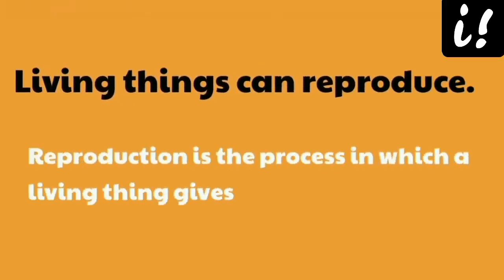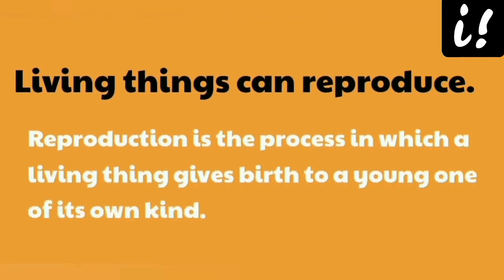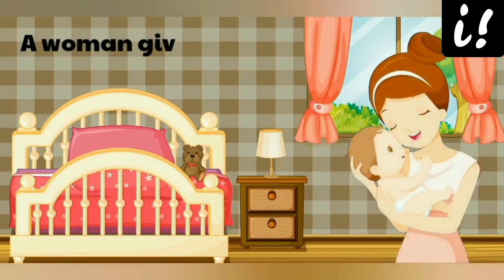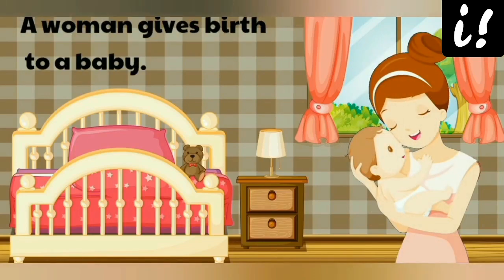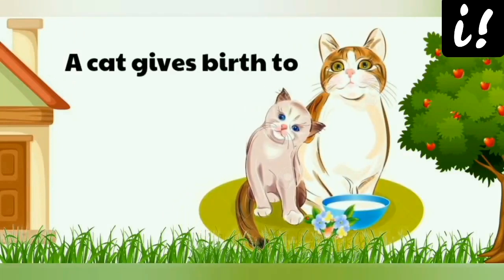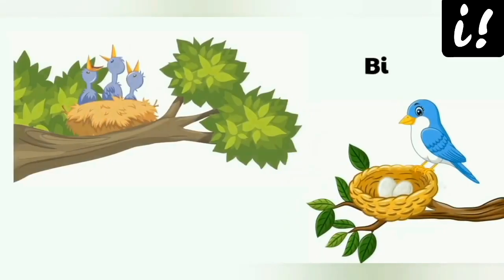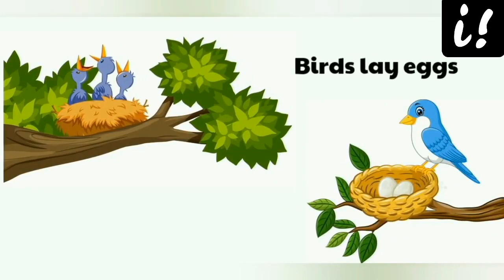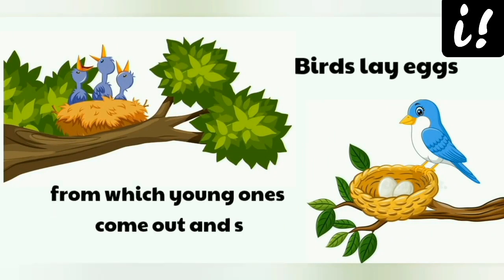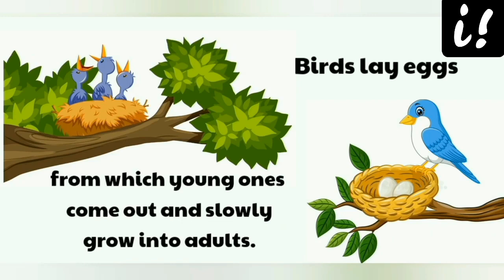Living things can reproduce. Reproduction is the process in which a living thing gives birth to young ones of its own kind. A human gives birth to a baby. A cat gives birth to a kitten. A bird lays eggs which later develop into an adult.